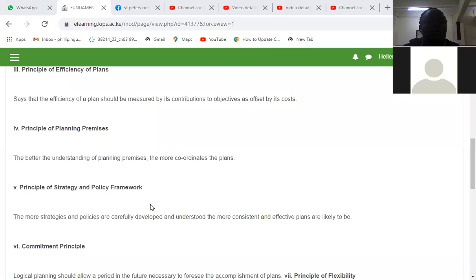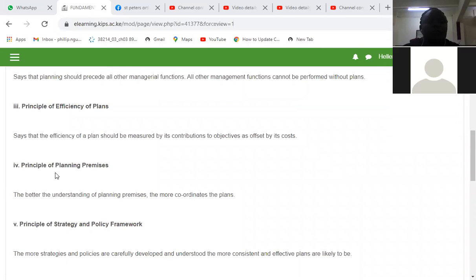So I said the principle of efficiency for plans. It means you can use that planning to measure these contributions to objectives achievement. Okay, so your plans should be effective for you to achieve the objectives. Then we have the principle of planning premises.